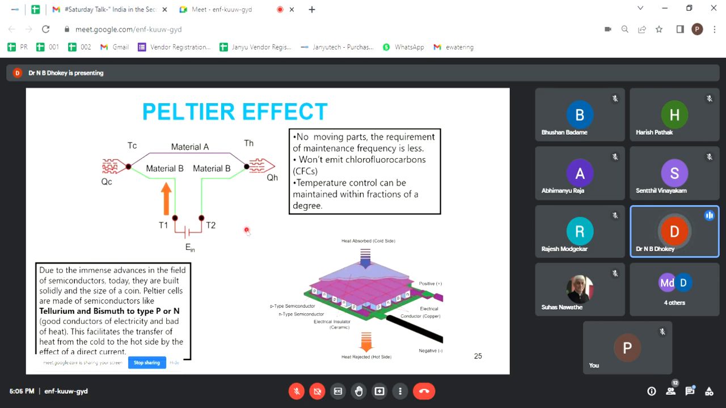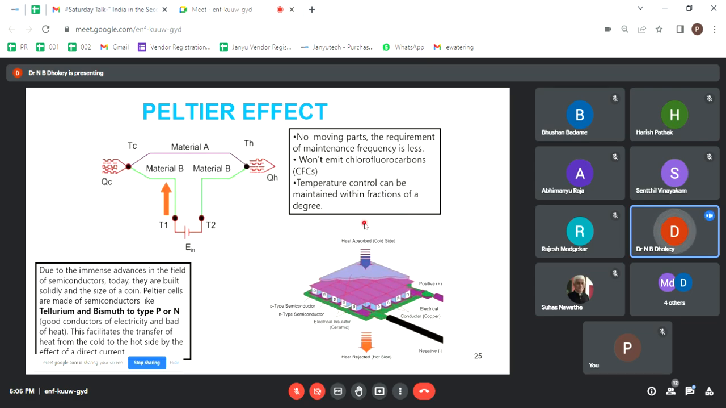This Peltier effect is also very commonly used. If you see here, there is a very catchy statement: no moving parts, and the requirement of maintenance frequency is less. There are no hydrofluorocarbons or CFCs, and temperature control can be maintained within a fraction of a degree.